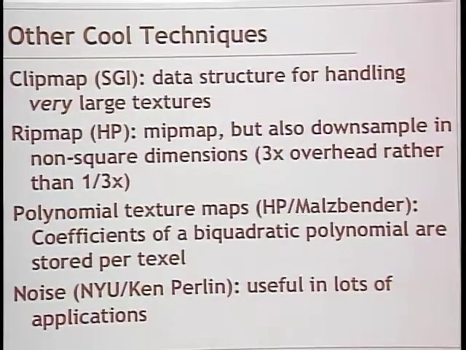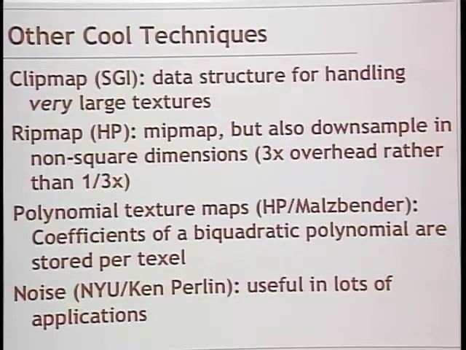RIP map, so that's a MIP map that you downsample not just in square dimensions but also in rectangular dimensions. You can define textures using polynomial stubs. You can use noise. There's lots of different interesting things that people do with textures. Any questions on textures and filtering in general?